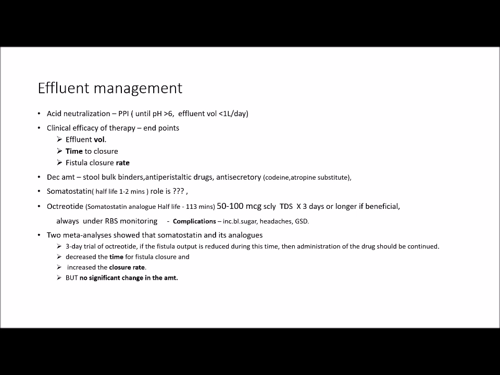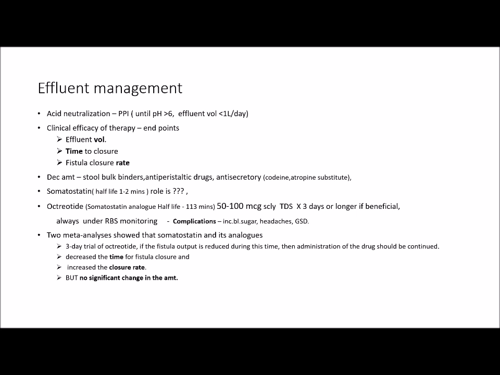That's 72 hours, right? Now, if you find it to be beneficial, showing a decreased amount, then go ahead and use it for at least 7 to 10 days. But when using octreotide, remember, it always leads to increased blood sugar. So it should always be under regular RBS, random blood sugar, monitoring. Complications of increased blood sugar, headaches, and gallstone disease are all known with octreotide.